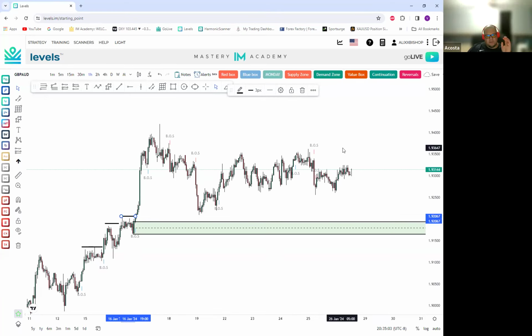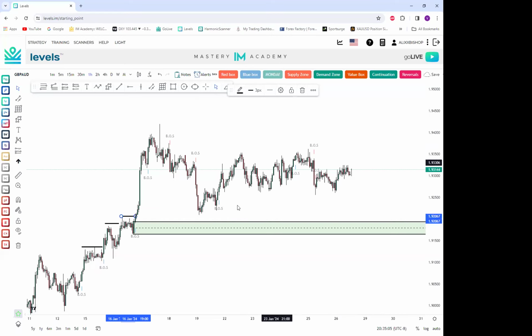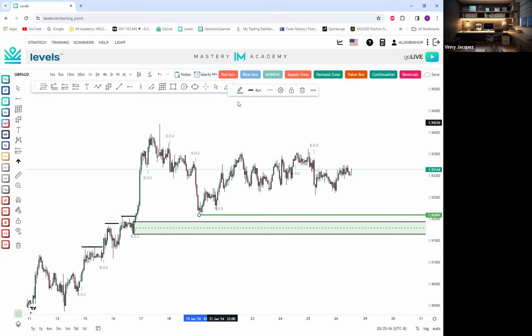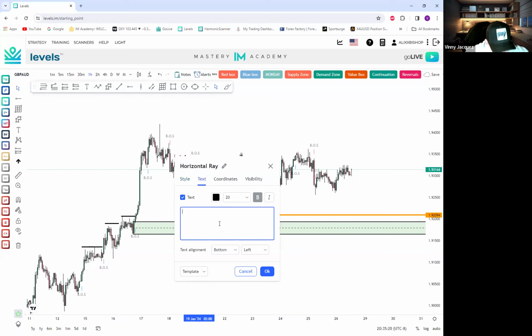Waiting for pullbacks. You didn't wait for a setup? Oh, we already have our setup. We're just setting alerts and waiting. Setting alert right here. Look at this wick. Boom, I'm gonna set an alert right there. Alert time. Boom, alert.